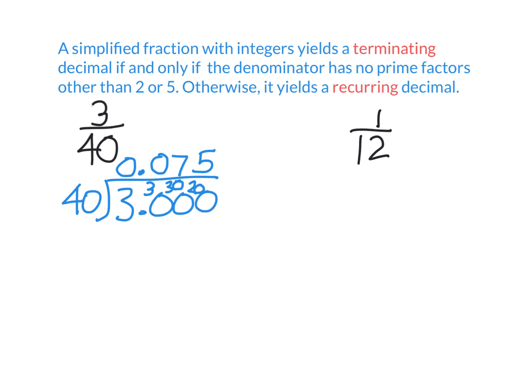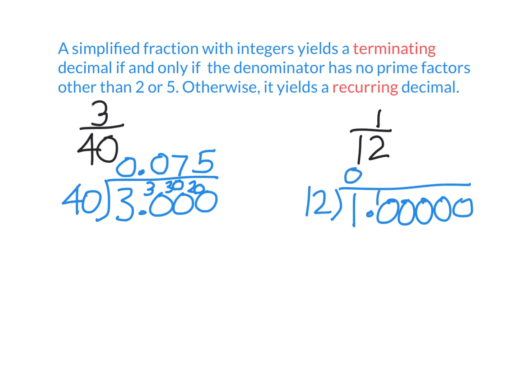On the other hand, when we have 1 over 12, we say how many times does 12 go into 1? So again, we're going to write a decimal point and some zeros. Doesn't matter if you get the wrong number. So 12 goes into 1 0 times, remainder 1. Once again, decimal point above decimal point. 12 goes into 10 0 times, and we have a remainder of 10.